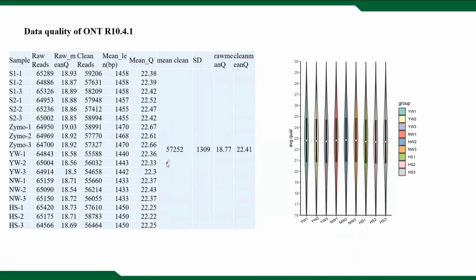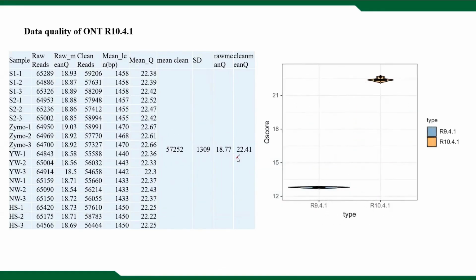The Nanopore R10.4.1 platform obtained over 50,000 clean reads per sample. The average Q-score for raw data for the Nanopore platform was 19.77, while the data after processing was 22.41.